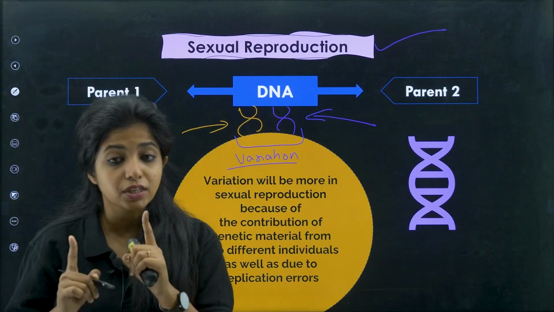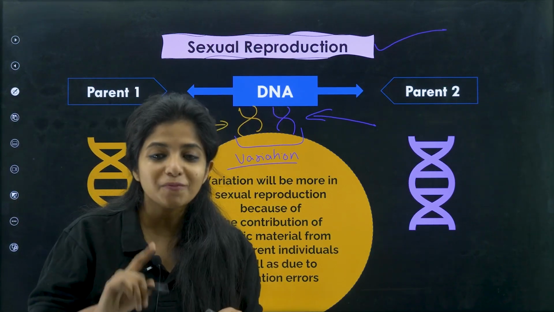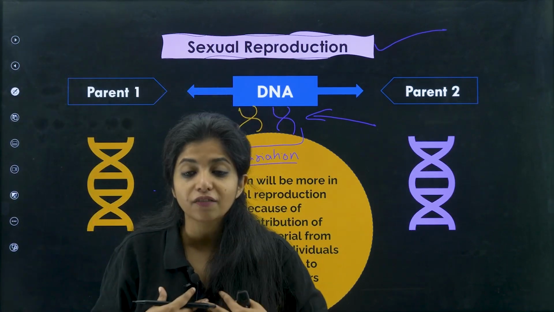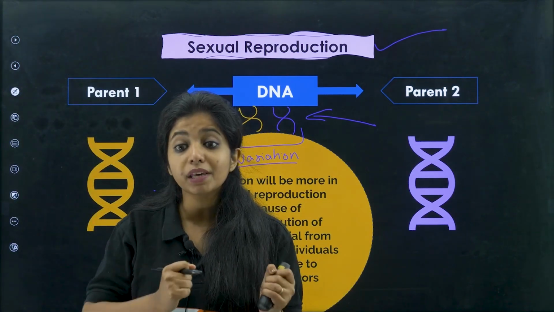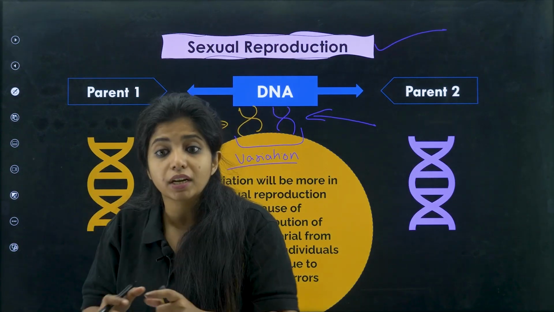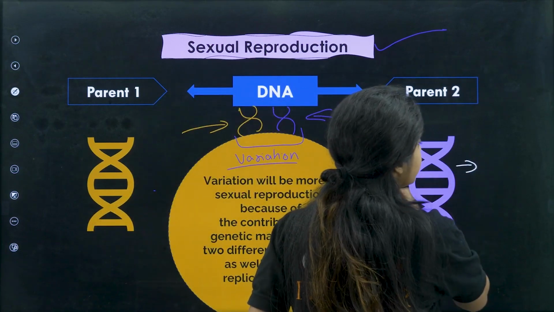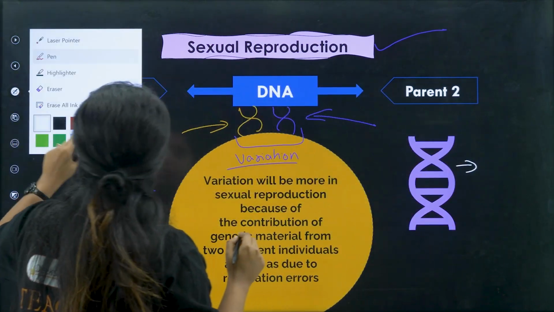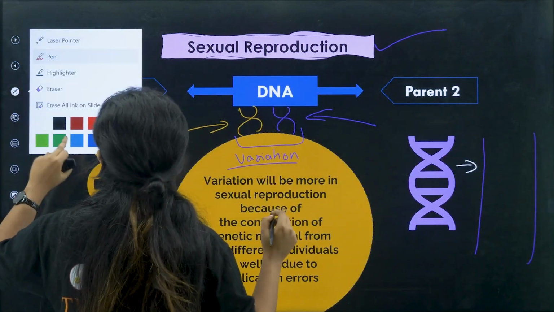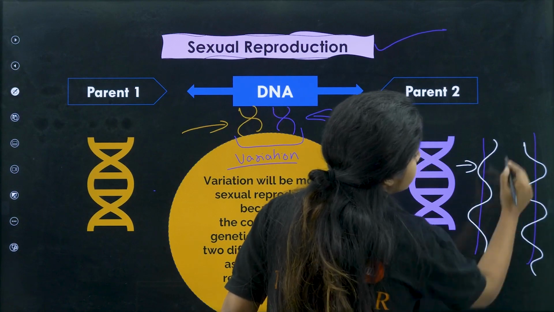There is one more very big reason for variations to happen in sexual reproduction. And what is that reason? When I say that I am getting their DNA, it's not like they are giving their own DNA to me. They are making a copy of their DNA. The cells which are involved make a copy of their DNA, and that copy is given to me. So when this particular DNA is being copied, what happens? This DNA will open up. It will create a new copy over here. This strand will have a new copy over here. This strand will have a new copy over here.